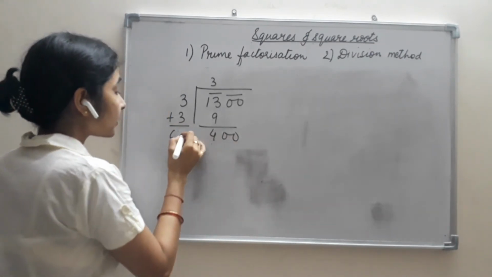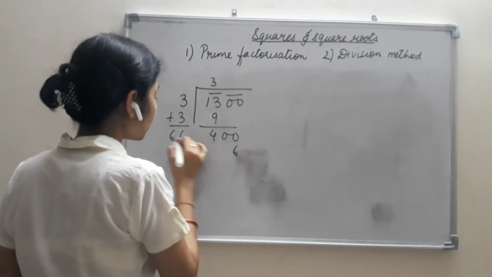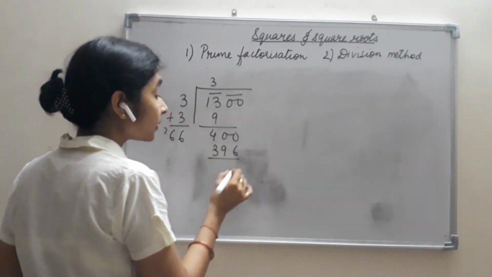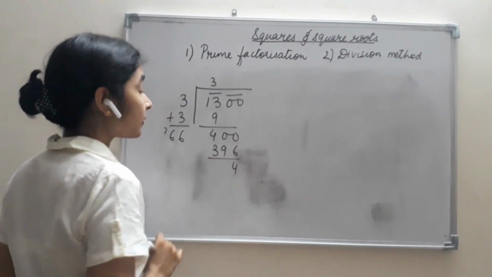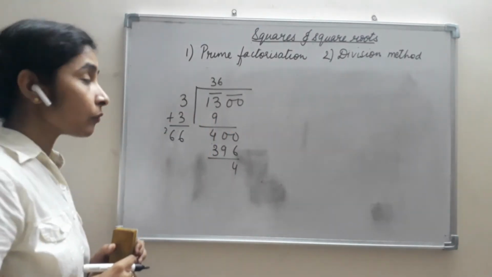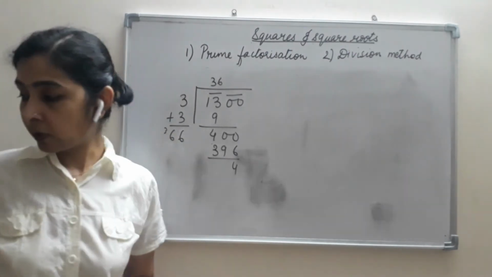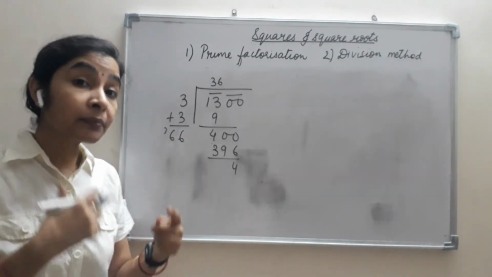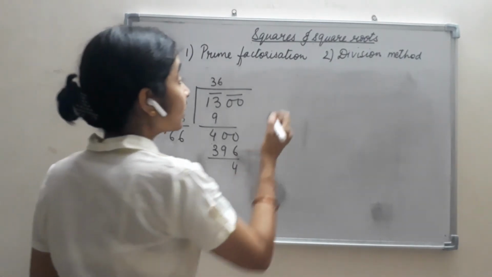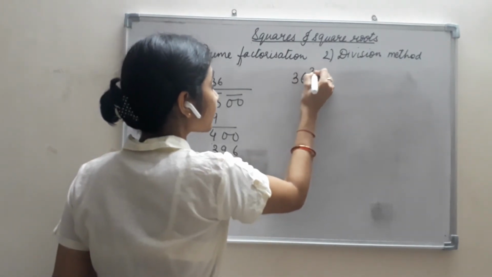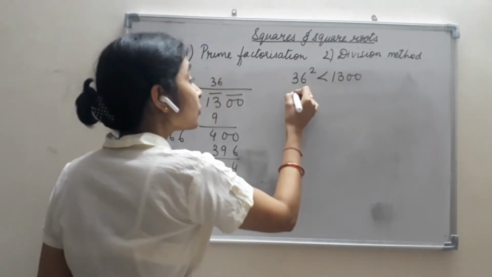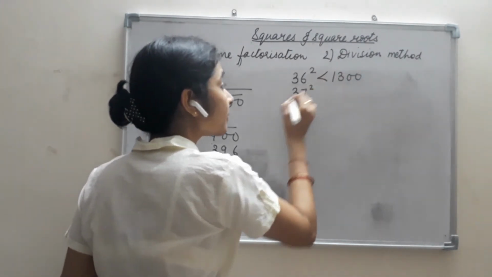Okay. So I take 6 here. 6 6s are 36. 6 6s are again 36. 396. So the remainder is left here, and that is 4. Okay. So 36 square is less than 1300. That means 37 square will be greater than 1300. So the next number will be 37 only.